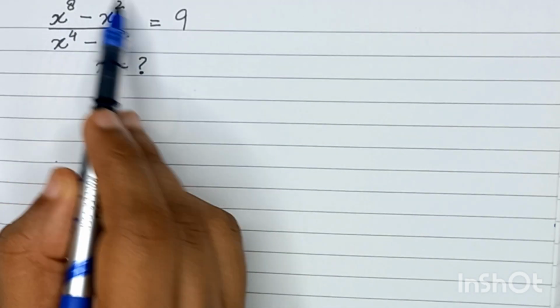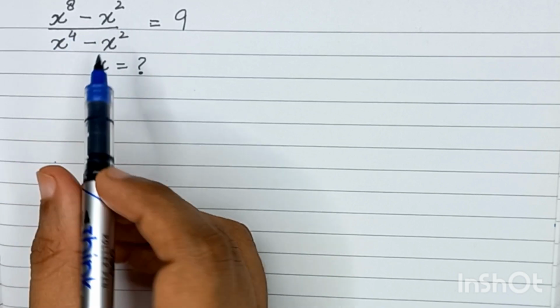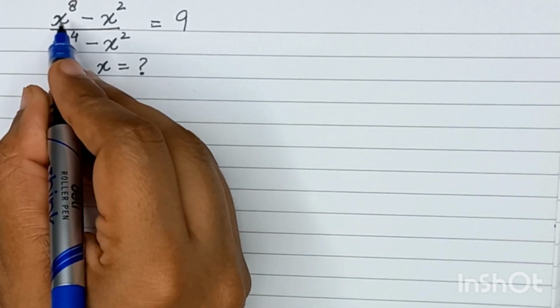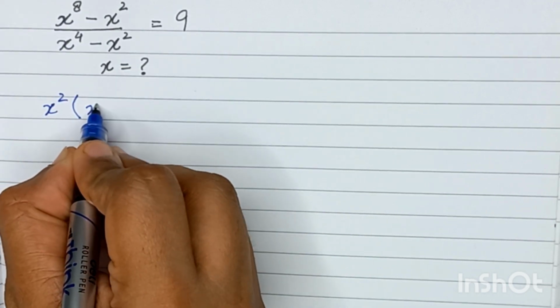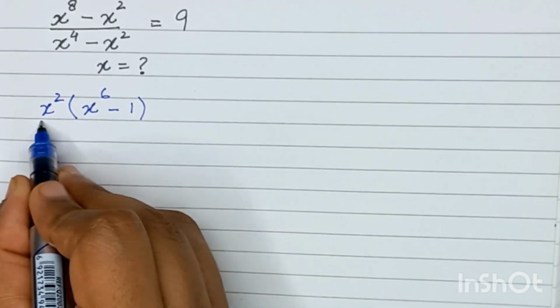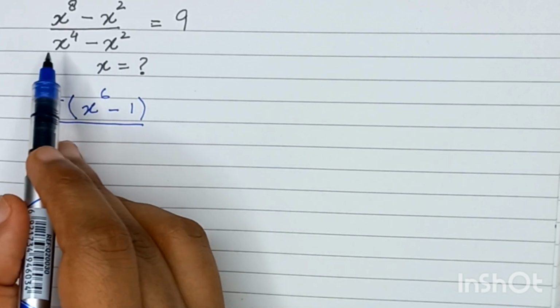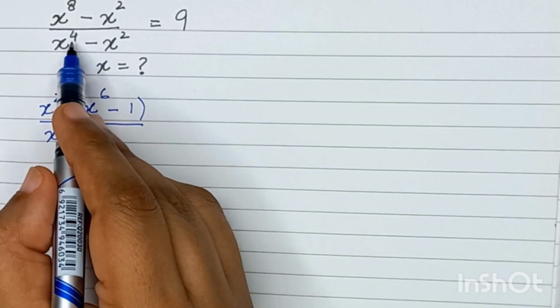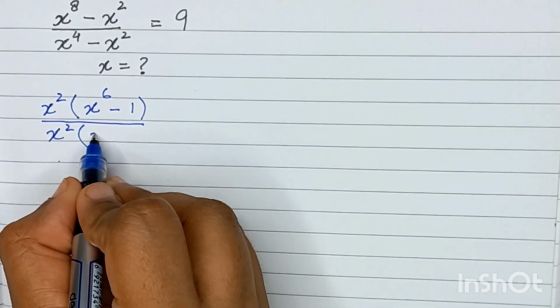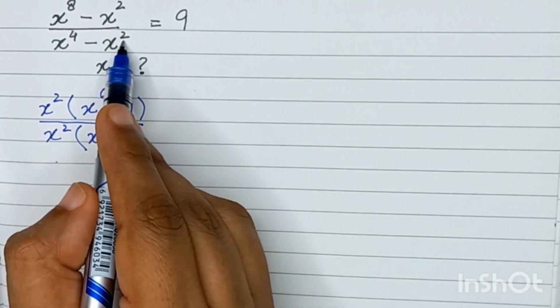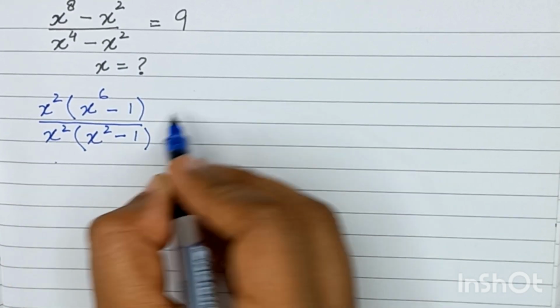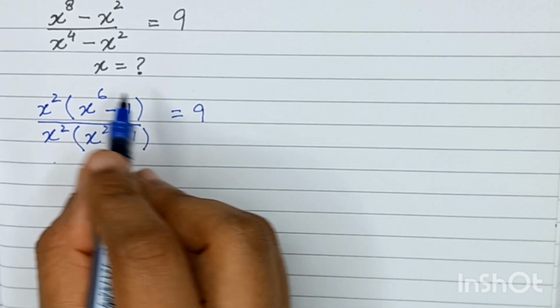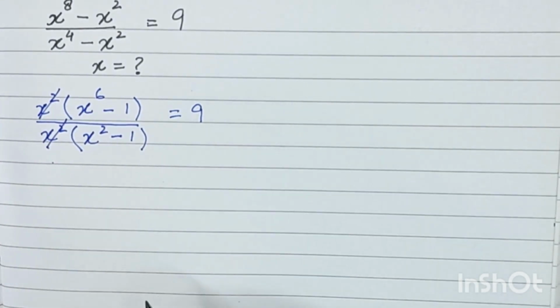From the above equation, in the numerator we have x^2 common. So we take x^2 common, and what is left is x^6 minus 1. In the denominator again we have x^2 common, so x^4 divided by x^2 will be x^2, minus x^2 divided by x^2 will be 1, which is equal to 9. So from here x^2 and x^2 will cancel out.